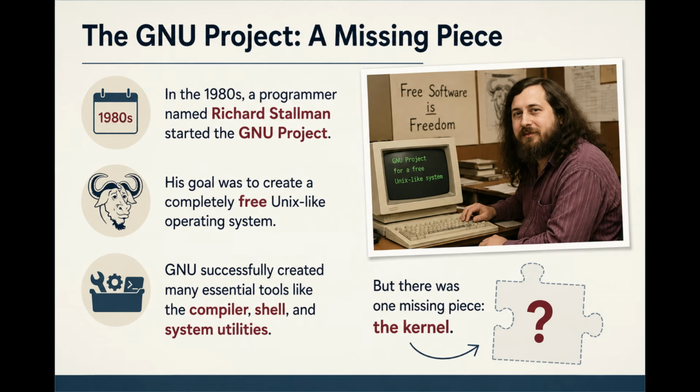But anyway, in the 1980s, a programmer named Richard Stallman started the GNU project. You must have heard about this. His goal was to create a completely free Unix-like operating system. GNU successfully created many essential tools like the compiler, shell, and system utilities. But there was one missing piece, which is the kernel.